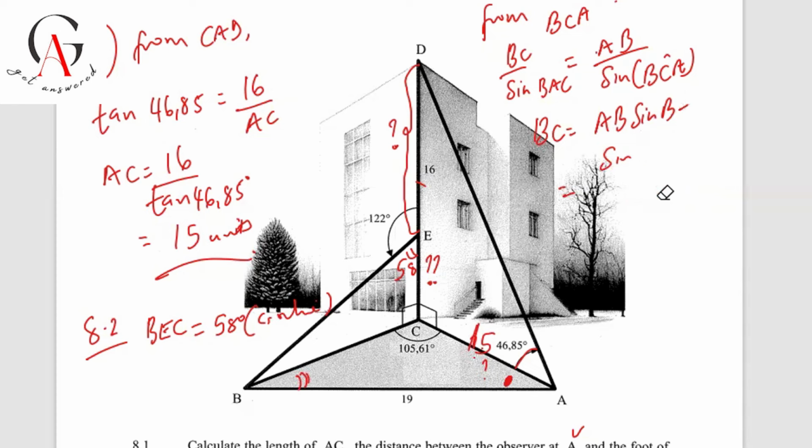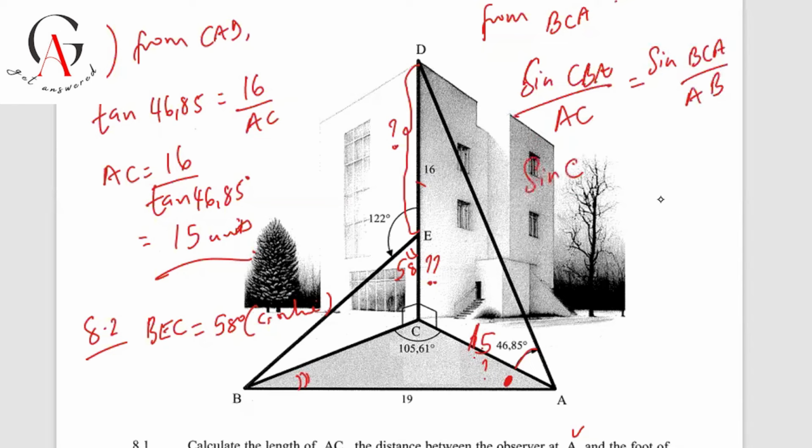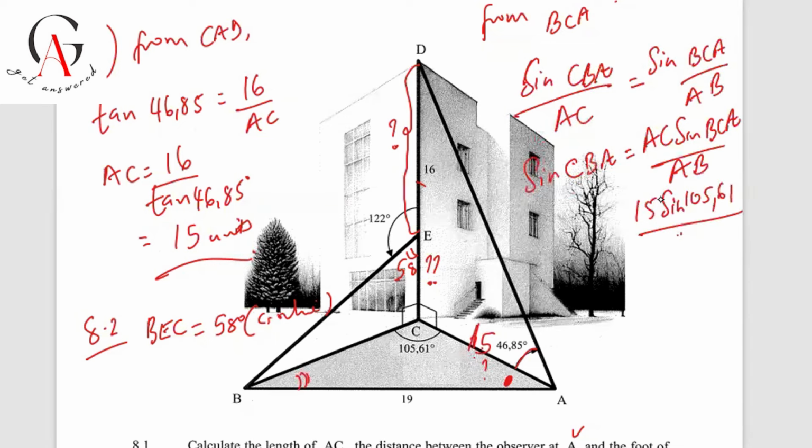Okay, so let's do this. I'm sorry for that. I'm going to use the same triangle, but let me use AC. Now I'm going to say the sine of CBA over AC should be equal to the sine of BCA over AB. Which means the sine of CBA, or ABC, should be AC times the sine of BCA over AB. My AC is 15, so the sine of 105,61 over AB, which is 19. For me to get my CBA, I'm going to use the arc sine.